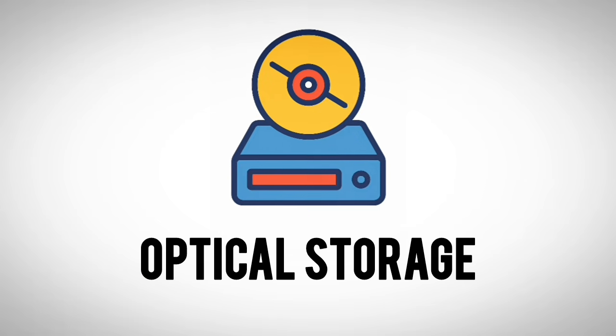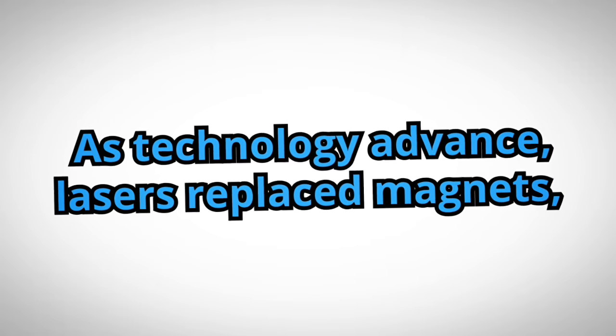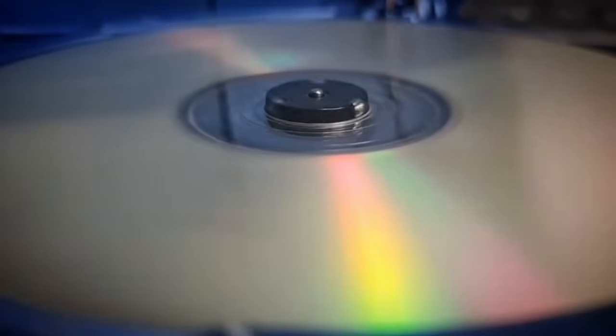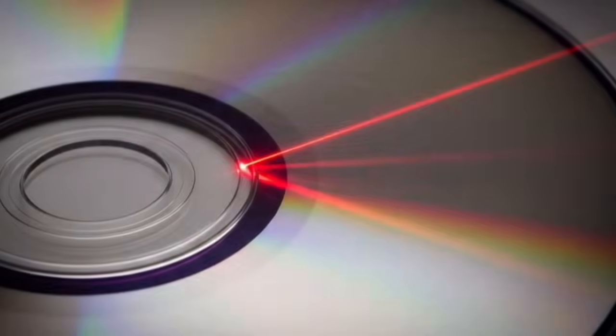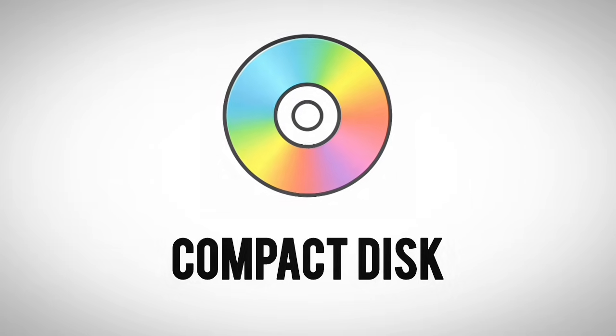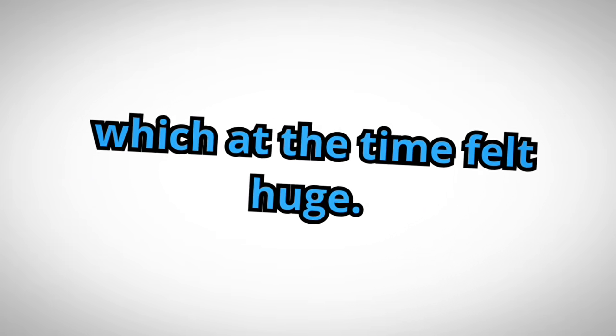The next category is optical storage. As technology advanced, lasers replaced magnets, and optical storage became the next big step. These disks work by reading tiny bumps and pits on the surface of a disk with a laser. The compact disc, or CD, was the first of these to really take off. A CD could store around 700 megabytes, which at the time felt huge.